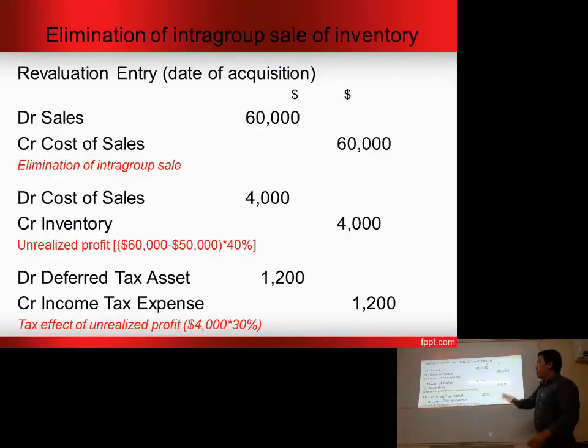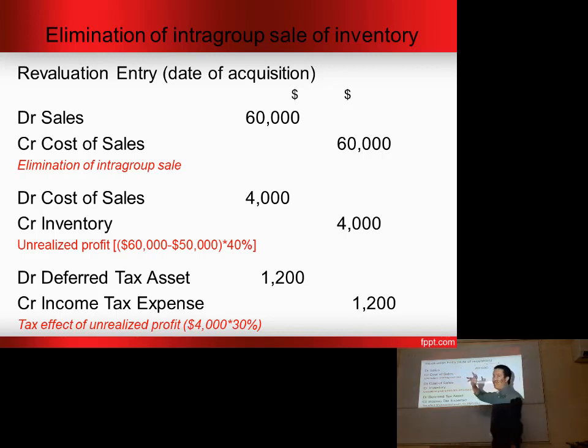Okay, so the next elimination that we will do will be for elimination of intragroup sale of inventory. In this case, DEF had sold inventory around $60,000 to ABC. So in that case, we have to eliminate that sale as if the sale didn't happen. So we have to debit $60,000 and then credit $60,000 for cost of sale.